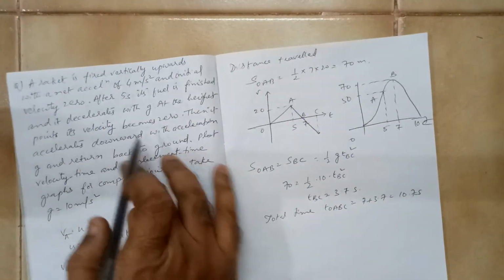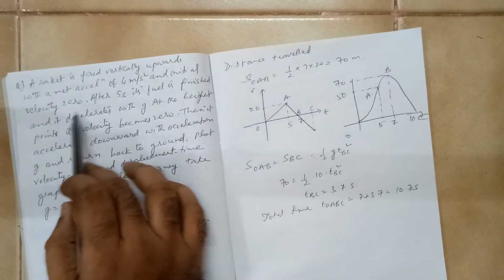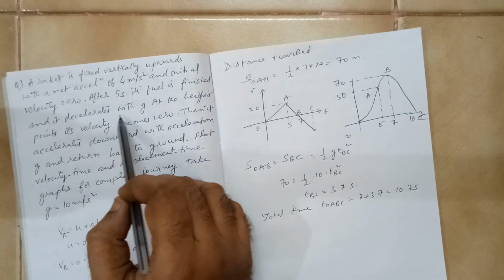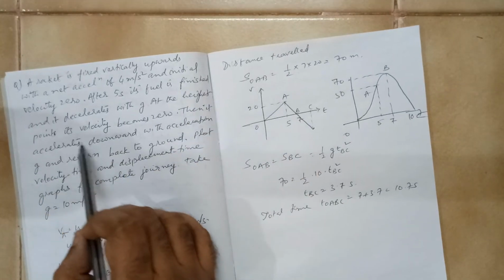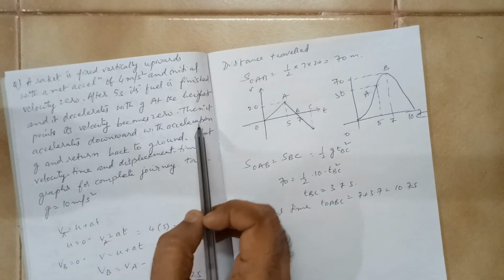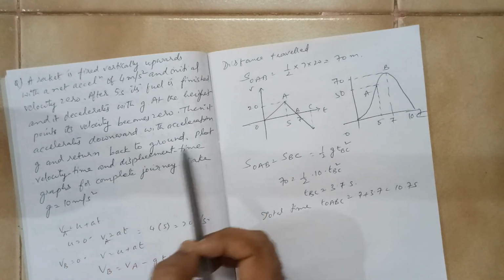Let's see one more question and let's use them. A rocket is fired vertically upwards with a net acceleration of 4 m/s² and initial velocity 0. After 5 seconds, its fuel is finished and it decelerates with g. At the highest point, its velocity becomes 0, then it accelerates downward with acceleration g and returns back to the ground. Plot the velocity-time and displacement-time graphs.